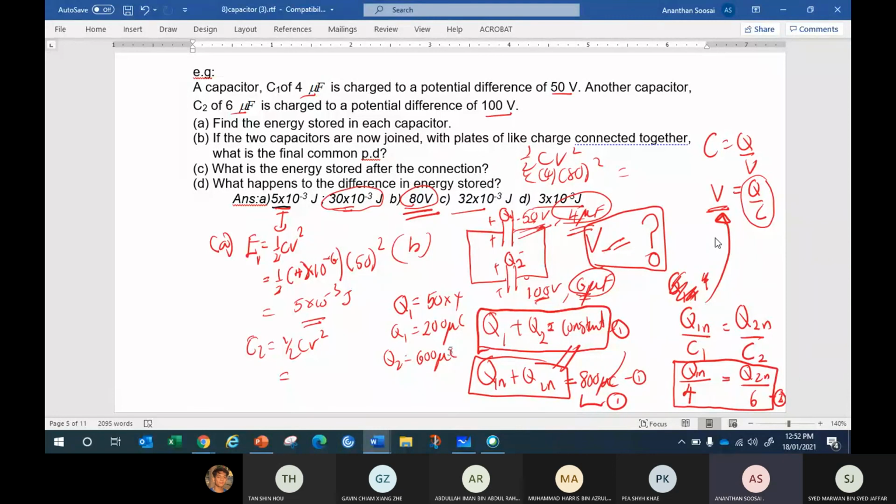So what happens to the difference in energy stored? Initially, how much is the total energy stored? 30 plus 5, 35. What is the energy stored after connection? 32. How much is the energy difference? 3 times 10⁻³ joule. What happened to this energy? Lost in the connecting wires. That's the blame you can say.